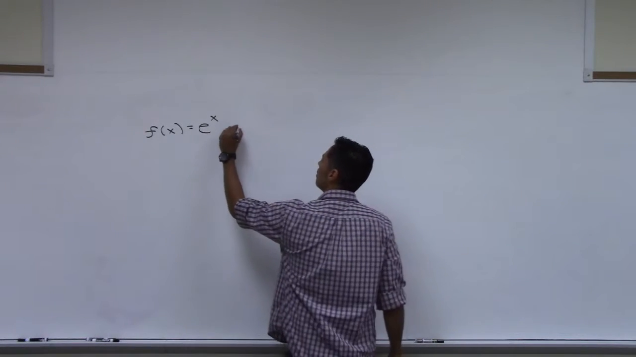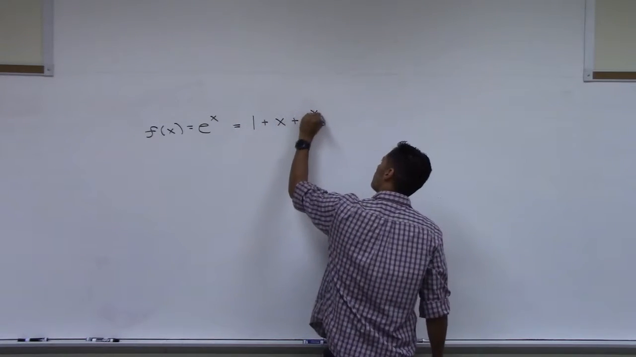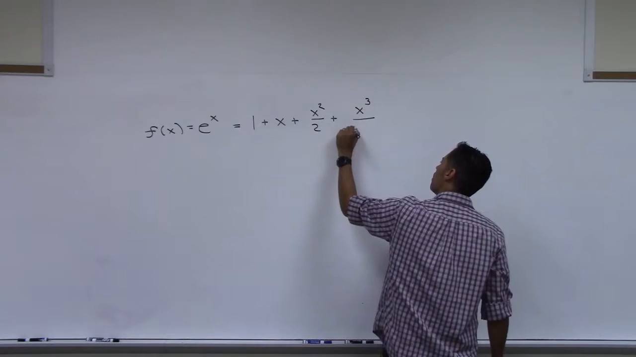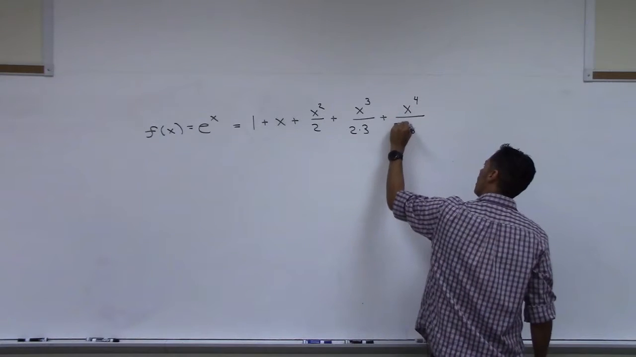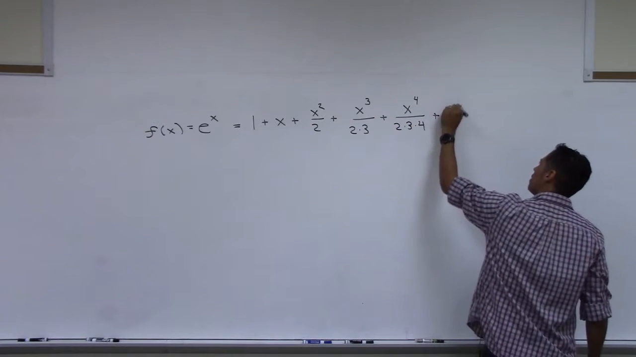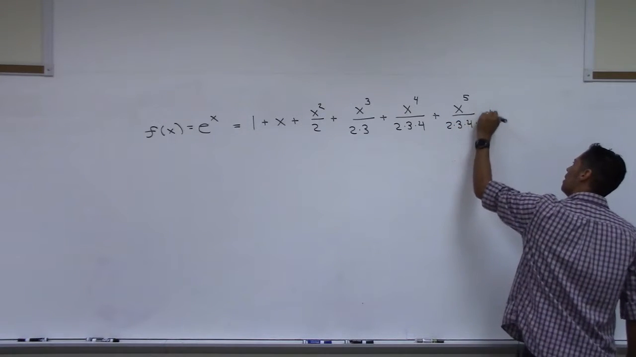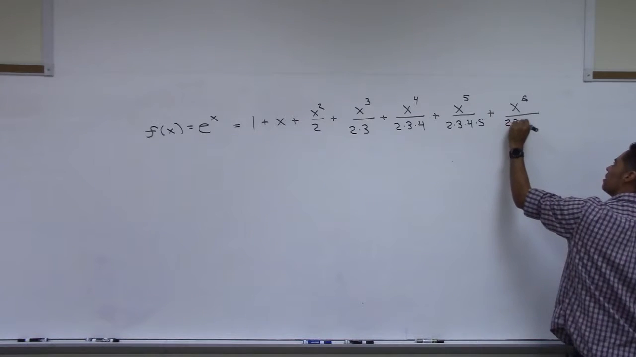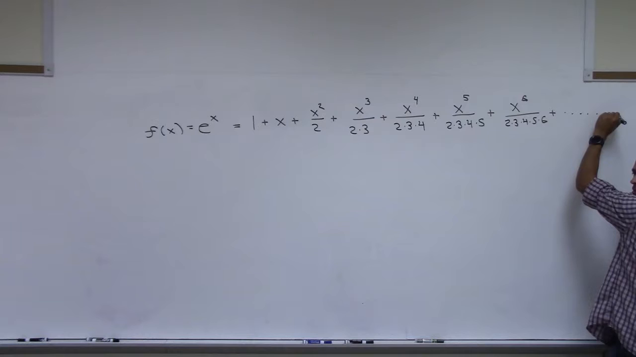Your calculator actually defines e to the x to be 1 plus x squared over 2 plus x cubed over 2 times 3 plus x to the 4th over 2 times 3 times 4 plus x to the 5th over 2 times 3 times 4 times 5 plus x to the 6th over 2 times 3 times 4 times 5 times 6 plus forever. Are you seeing a pattern?